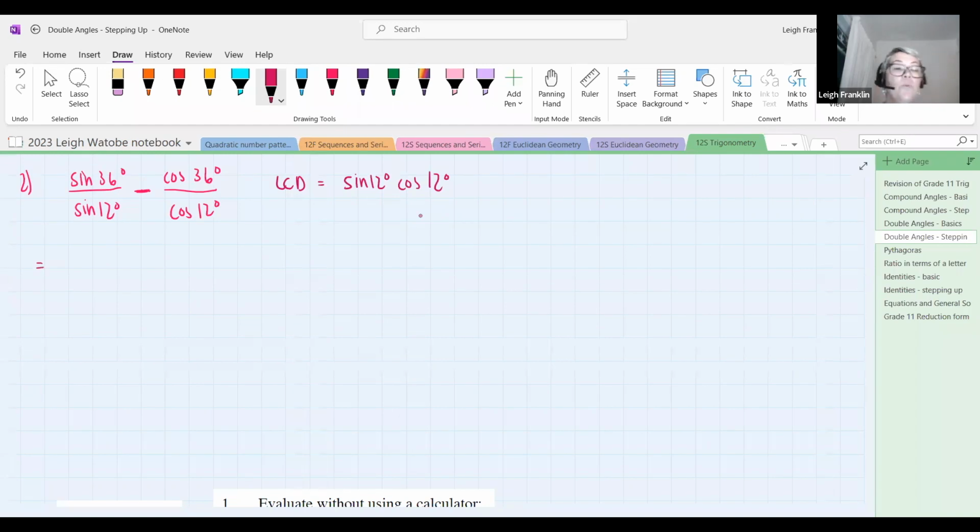Then the idea is what we do to the bottom, we've got to do to the top, right? Exactly the same as if I had 1 over 3 and I needed to subtract, say, 2 over 5, right?